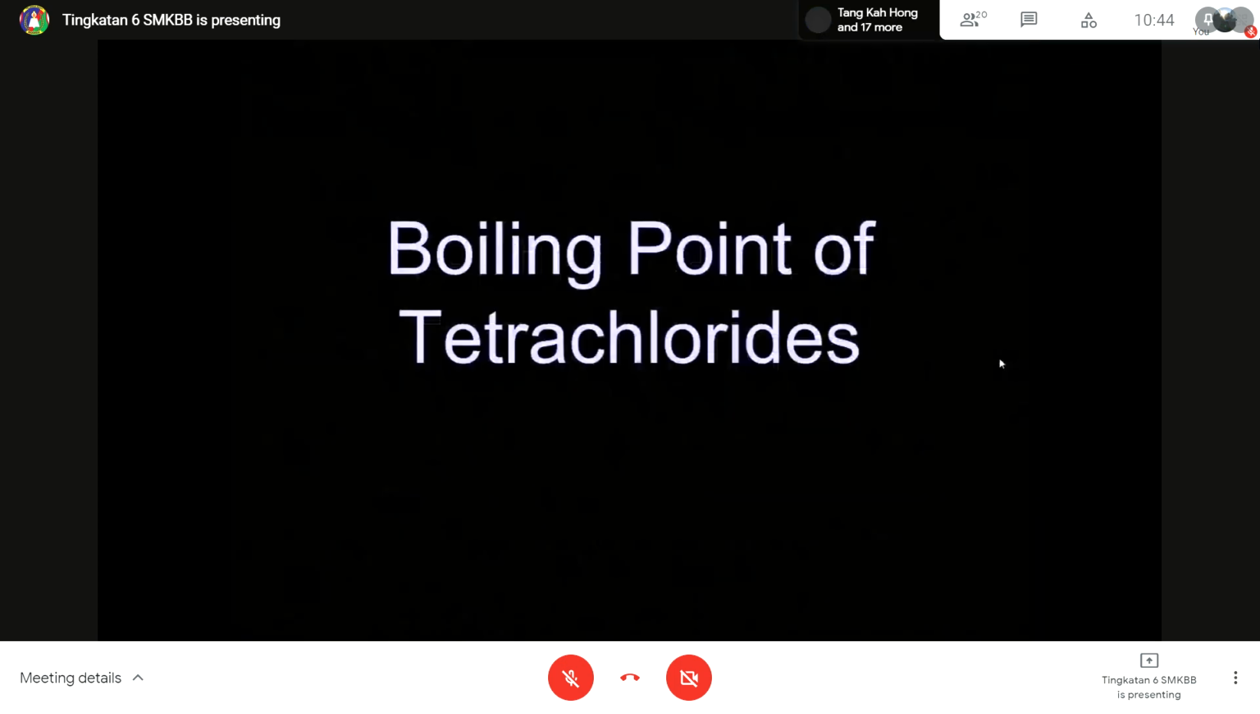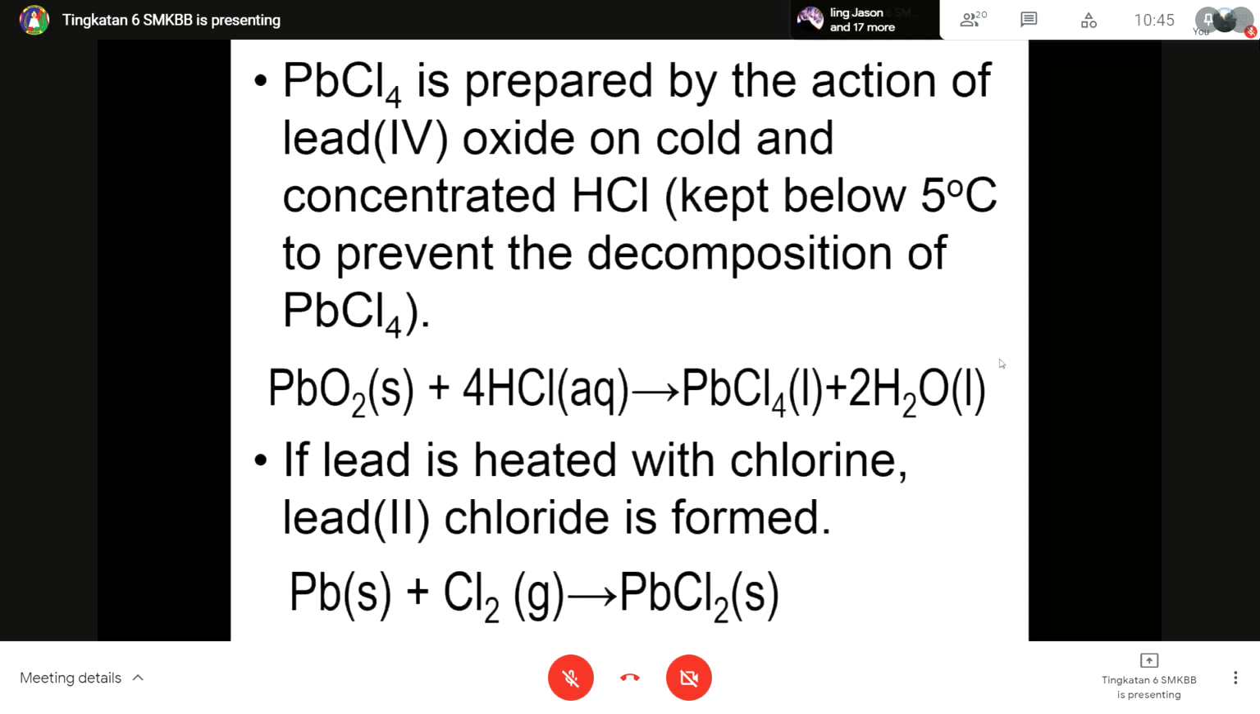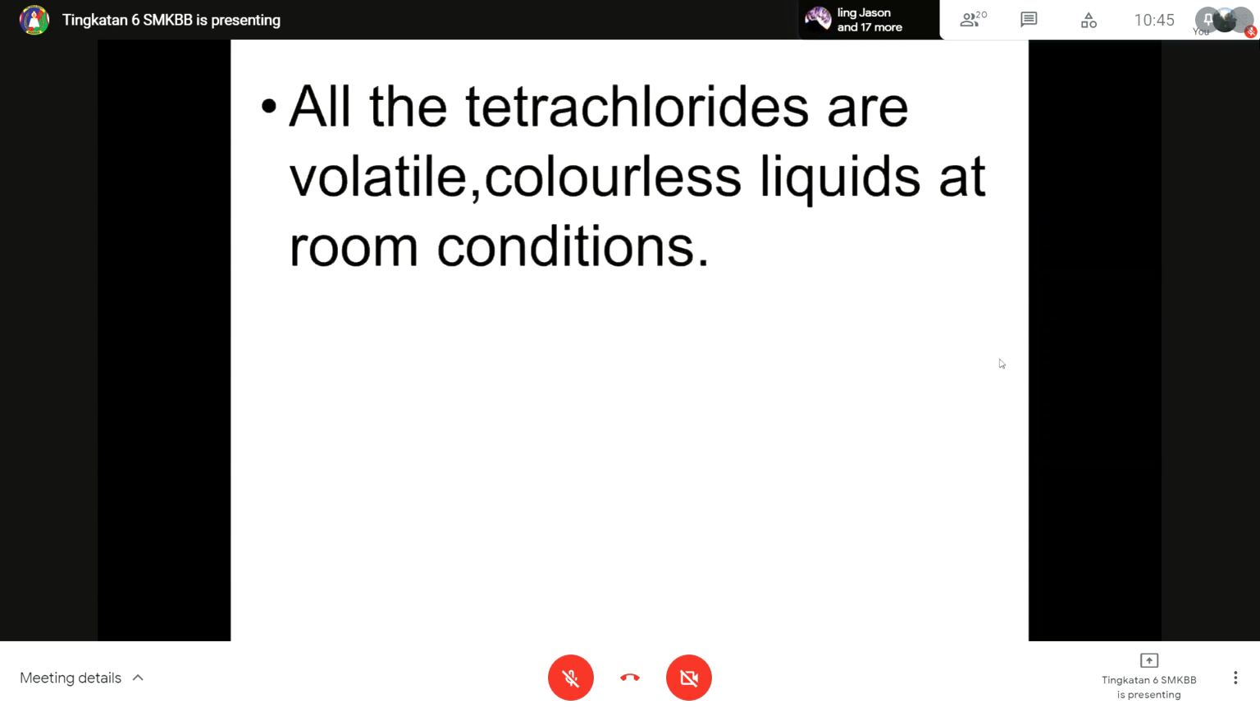Now let's have a look at some of the physical properties of the chlorides. First of all, the boiling point. All tetrachlorides are volatile, colorless liquids at room conditions. When you see the word volatile, you should get that it means low boiling point. Volatile means easily evaporating, easily changing from liquid to gas.